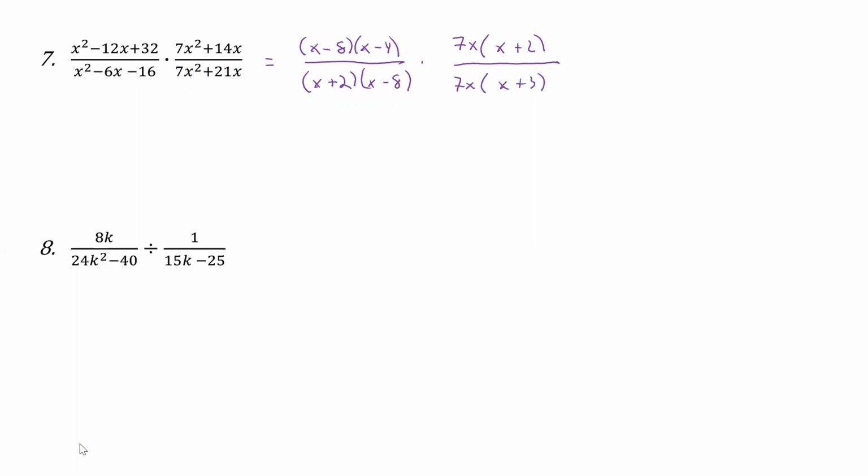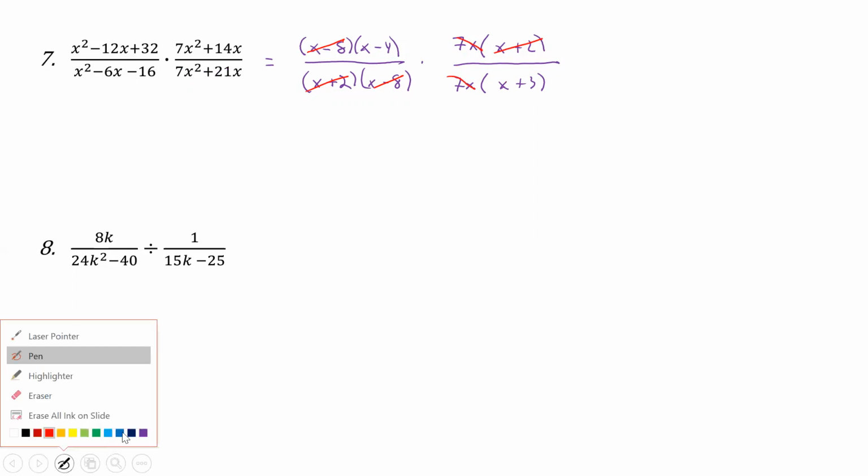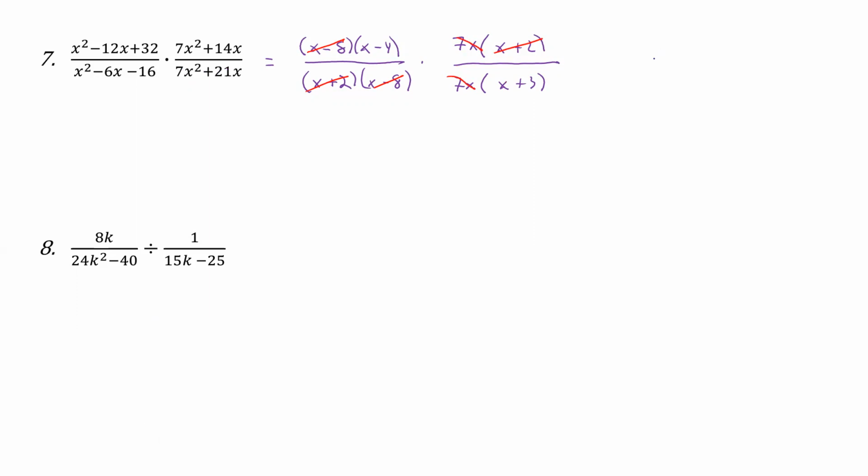Now we get to have fun and cancel stuff out. So what do we have? Well, we know that x minus 8 cancels. X plus 2 over here cancels. 7x cancels. And we're just left with the x minus 4 over x plus 3. And so that's our final rational expression after multiplying these two rational expressions together.